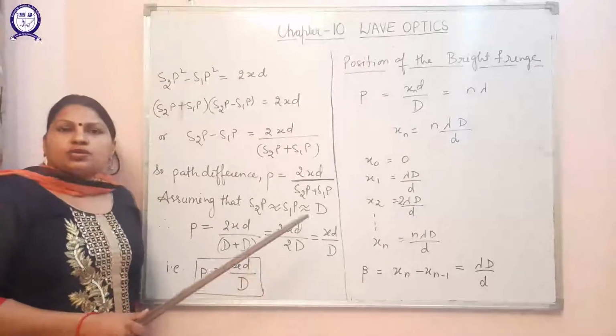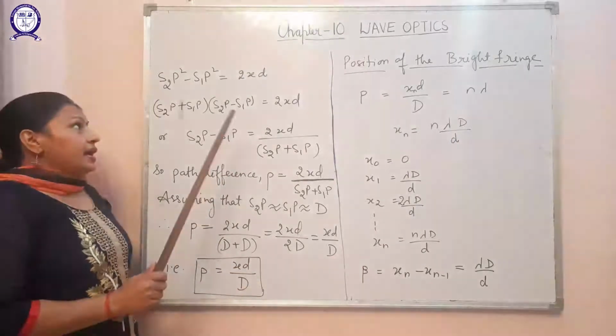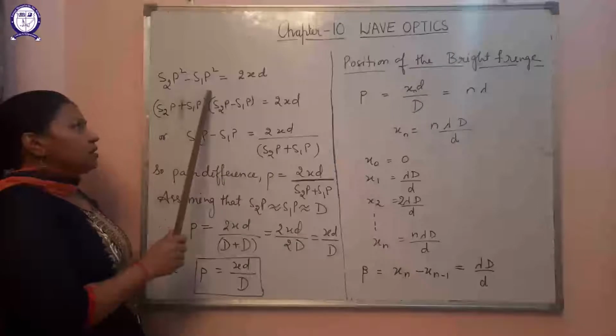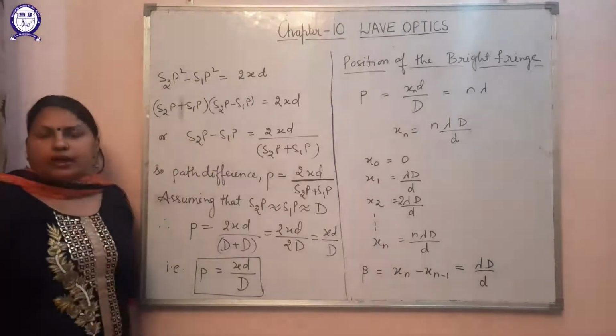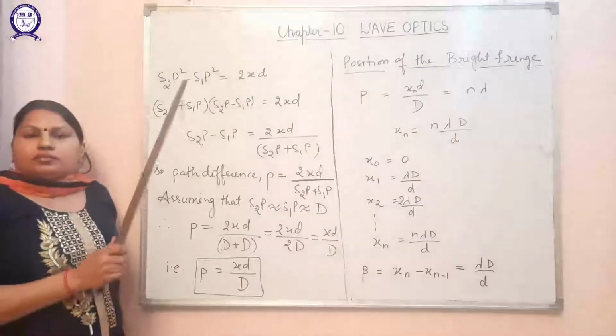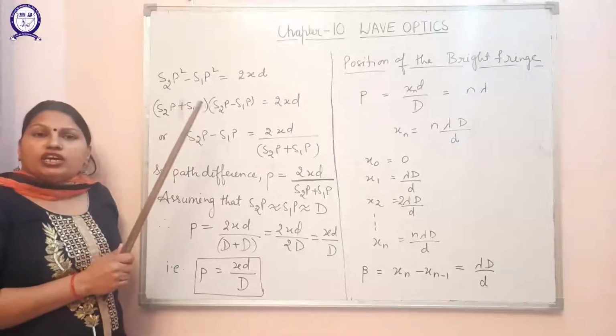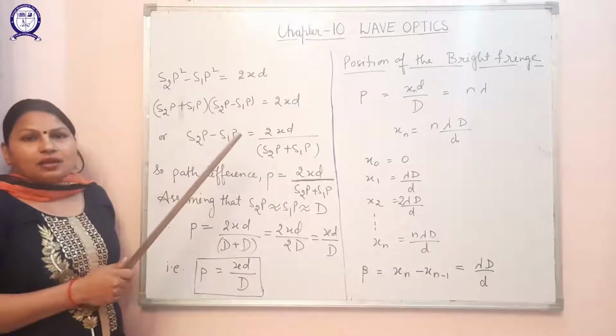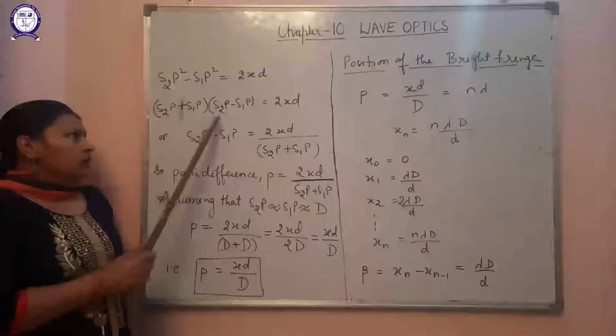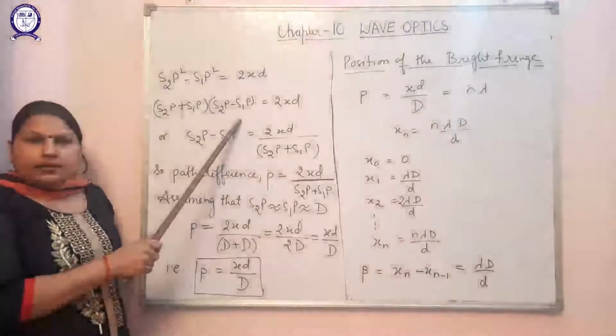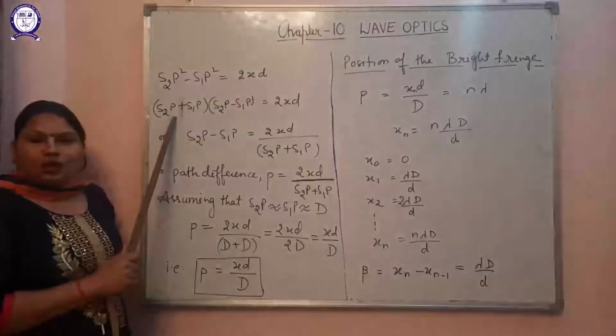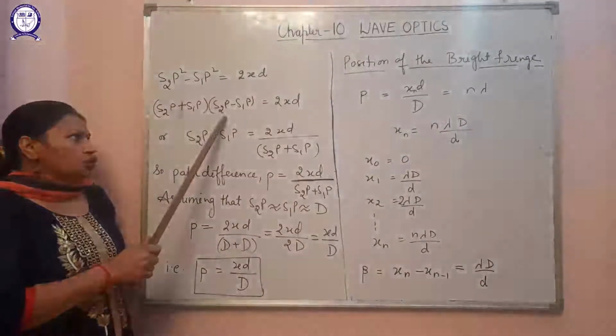Now I am just going to start with the same point as we have calculated. S2P square minus S1P square is equal to 2xd. Now here we can use the identity of a square minus b square, that is nothing but equal to a plus b into a minus b. Clear? So a plus b is S2P plus S1P into S2P minus S1P.